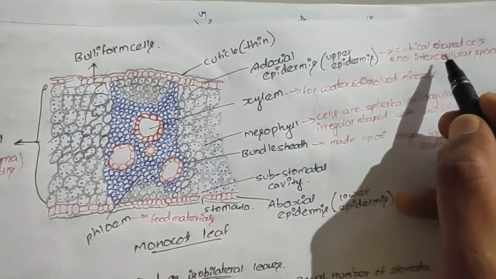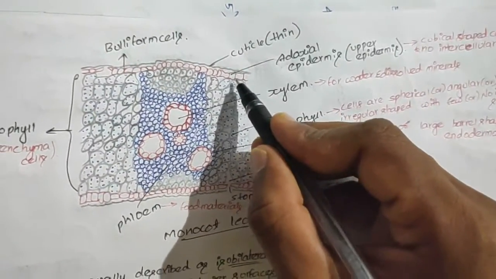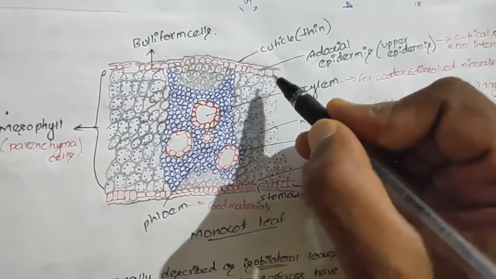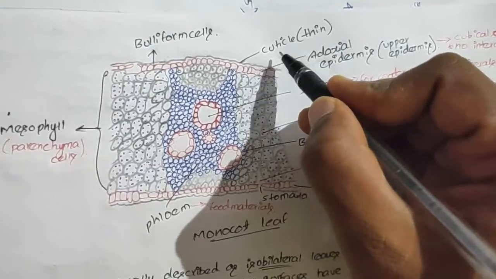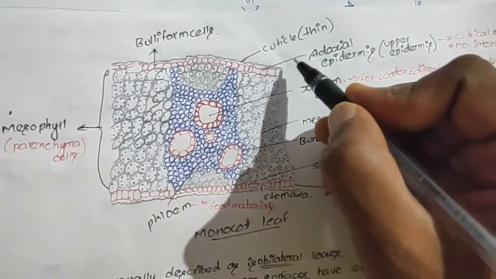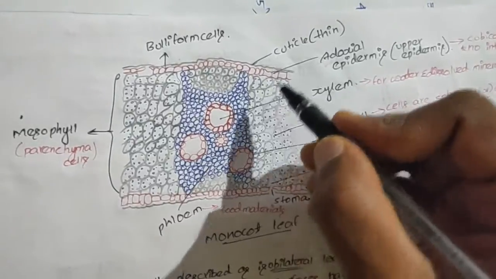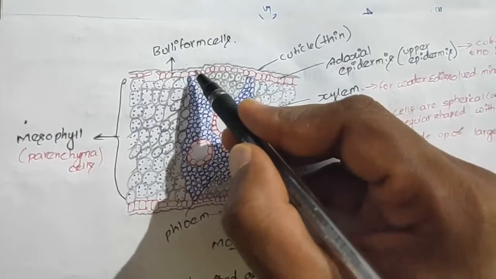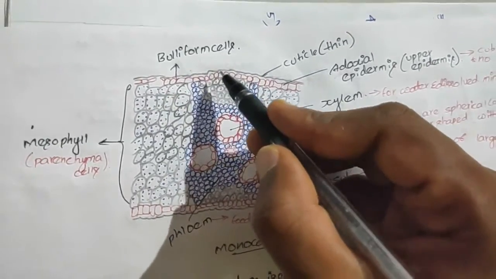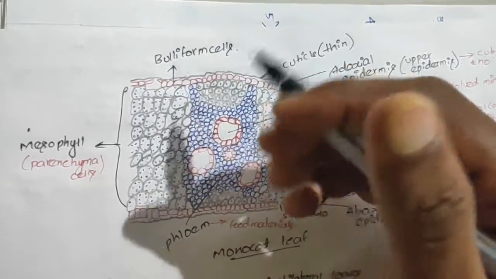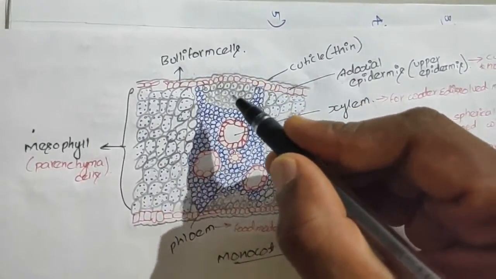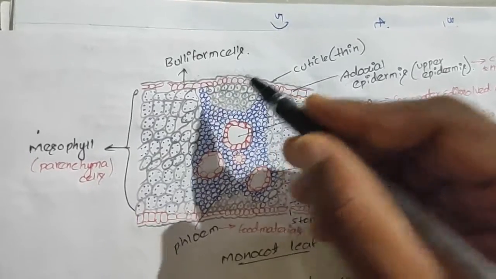This epidermis layer is made up of cubical shaped cells, and these cells are completely packed without intercellular spaces. Covering this epidermis is the thin cuticle. This cuticle helps the leaf in preventing water loss. Some cells of the epidermis grow outward to form bulliform cells or motor cells. These cells help the leaf to roll over themselves in order to reduce the surface area exposed to the sunlight during the hot seasons.